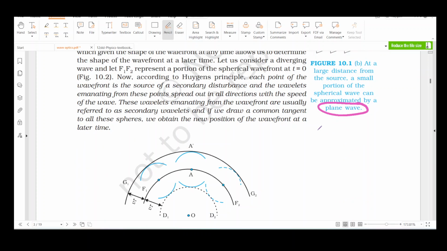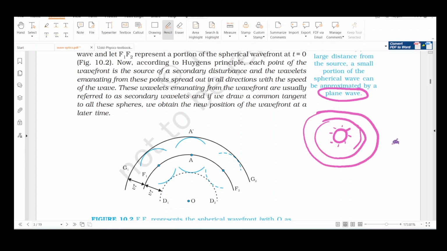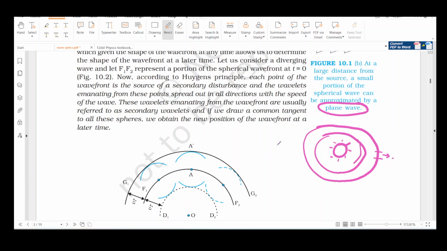An example of a plane wavefront is the wavefront that we receive from, for example, the sun. If you consider the sun, it emanates a spherical wavefront. But if you are very tiny and you are very far away, then this section over here reaches us like a plane wavefront. So this small section is apparently a plane wavefront. Otherwise, it is a spherical wavefront.